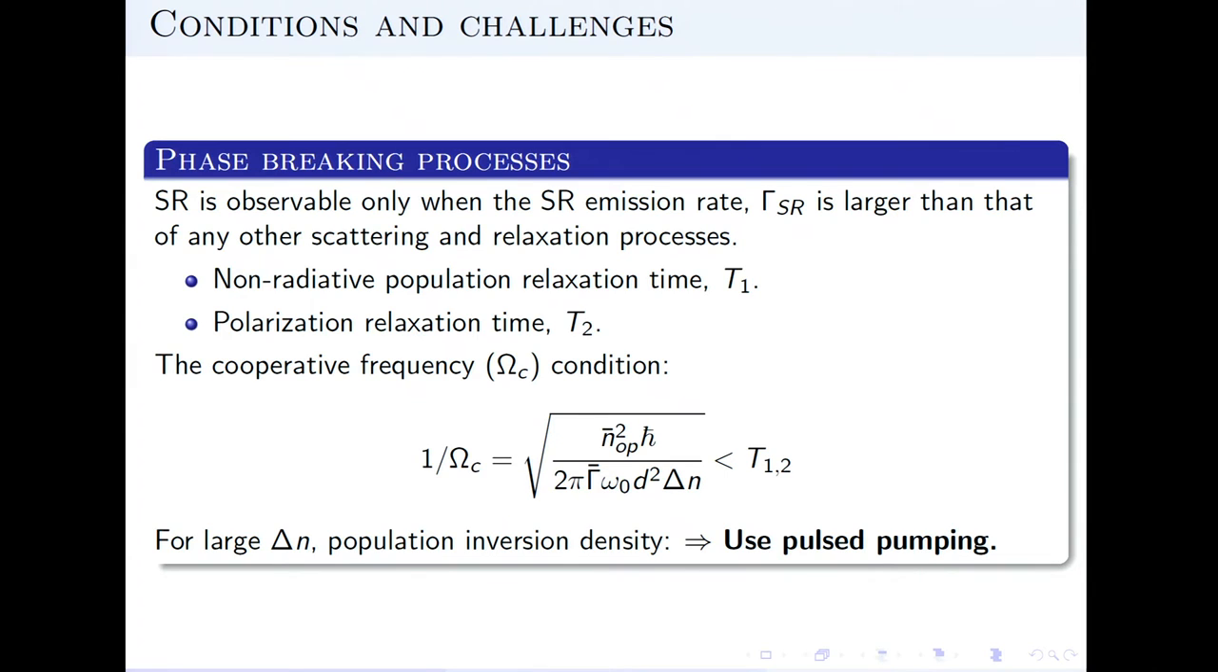So 1/frequency you have time, and there is a bunch of different parameters here. That characteristic time has to be less than the characteristic time for the two population relaxations. So if you want to make the characteristic time for superradiance small, you have to use a small index of refraction, or you have to use a strong dipole moment D, or you have to have a large population inversion density. And therefore, we would use pulsed pumping for that.